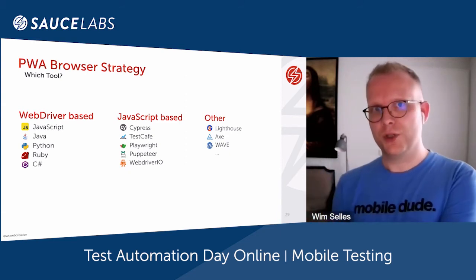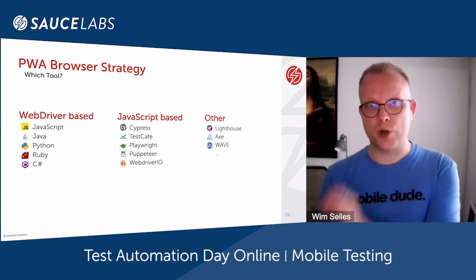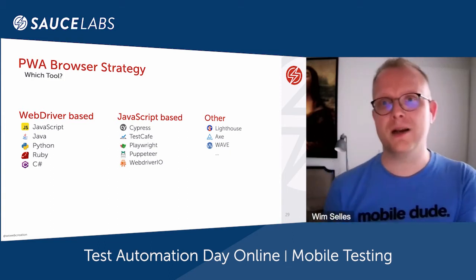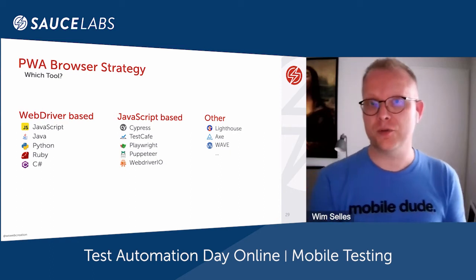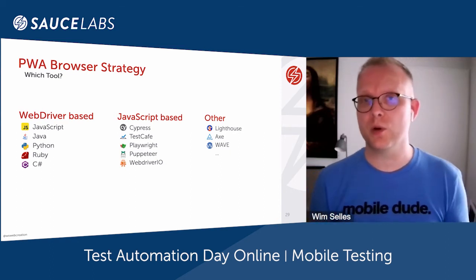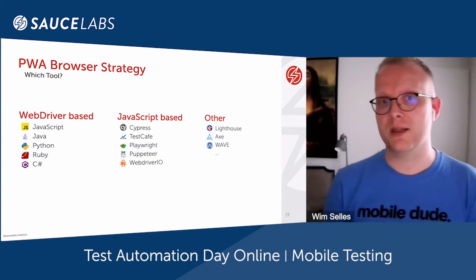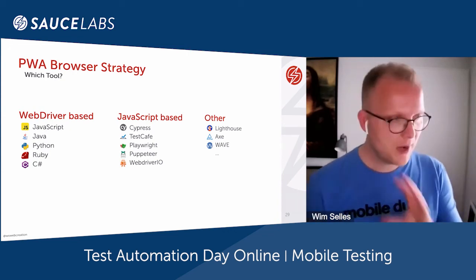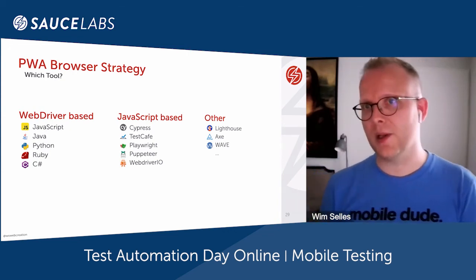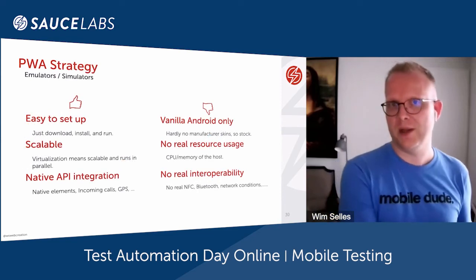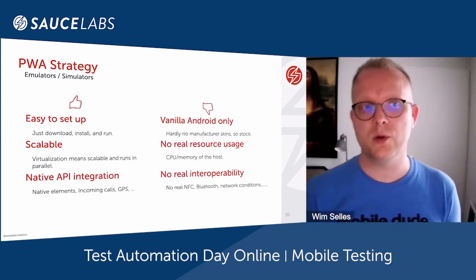And then also the tools that you could use at this browser level are Lighthouse, Axe, and Wave. Lighthouse for the PWA performance report, and Axe and Wave for some accessibility testing. So now that we know this, let's take a look at emulators and simulators. How can you use your emulators and simulators to test a PWA?